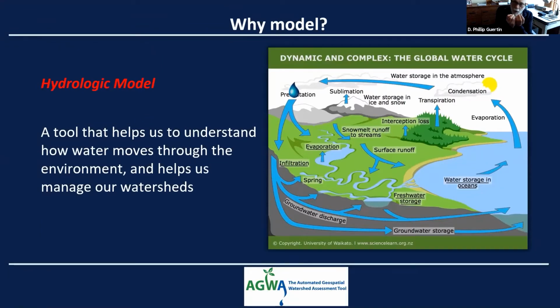So a model allows us to go into an area, even if we don't have a precipitation record, essentially a weather station in the area, or a gauging station with stream flow. But we can characterize that watershed and predict how the characteristics of the landscape would influence runoff and erosion response. Next slide.